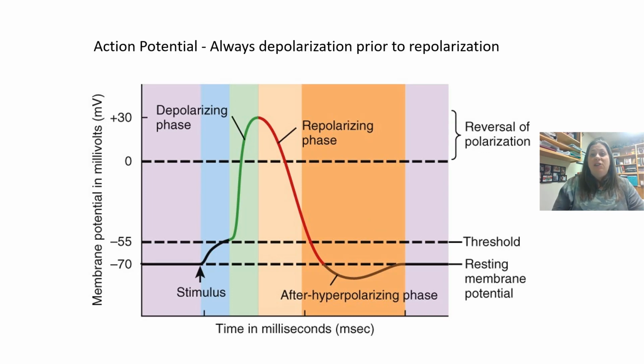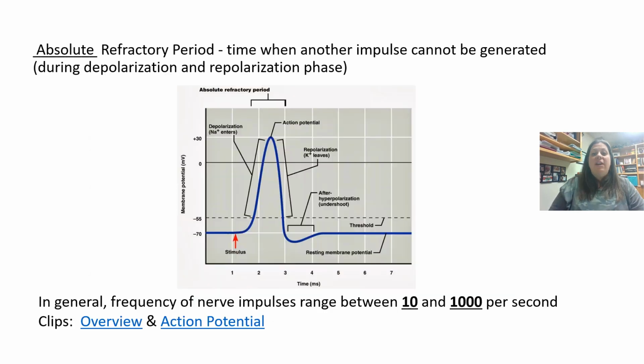So when we look at this action potential, we see that there's always a depolarization prior to the repolarization. The whole cell is going to depolarize in order to send the action potential down the axon, and then the cell is going to repolarize to reset itself. There is what we call an absolute refractory period. This is the time when another impulse cannot be generated during the depolarization and repolarization phase. In general, guys, the frequency of nerve impulses can range anywhere between 10 and 1,000 per second.